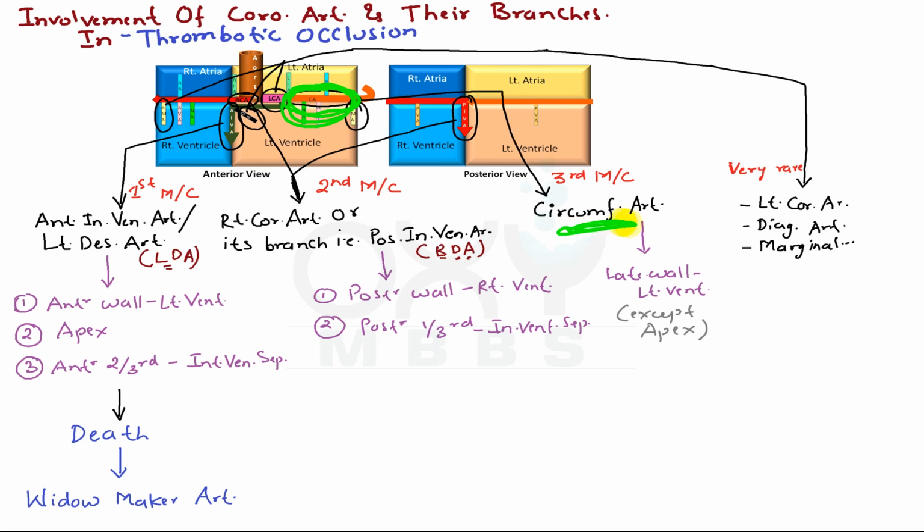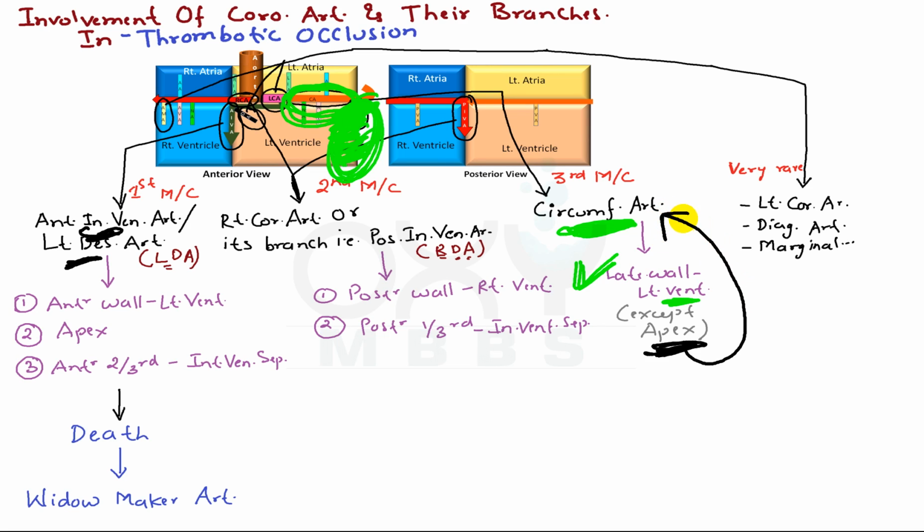Now the third most common artery involved in the thrombotic occlusion is the circumflex artery. If the circumflex artery undergoes thrombotic occlusion, then the lateral wall of the left ventricle is infarcted. As the apex of the heart is supplied by the anterior interventricular artery, or left descending artery, the apex will not be affected if the circumflex artery undergoes occlusion.